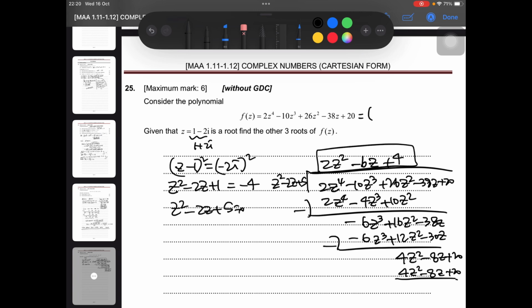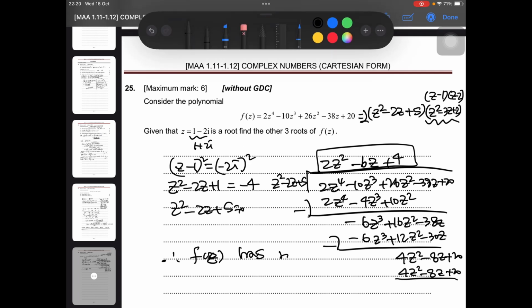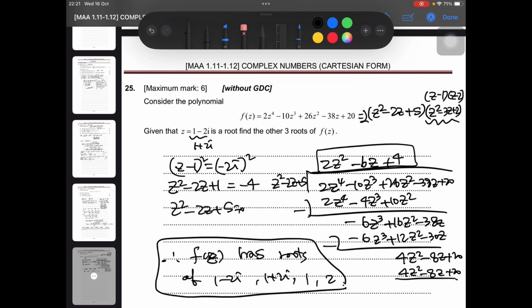So at this moment we express this as z squared minus 2z plus 5 and z squared minus 3z plus 2. But this one is easy to factorize: z minus 1 and z minus 2. Therefore, f of z has roots of 1 minus 2i, 1 plus 2i, 1 and 2. That's it. Until here.